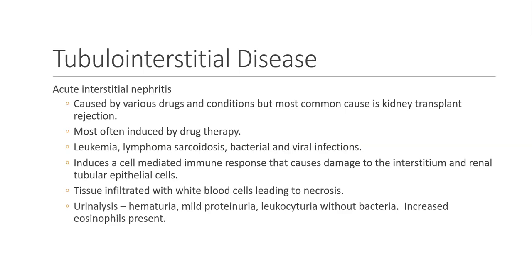Some other conditions that can cause acute interstitial nephritis include leukemia, lymphoma, sarcoidosis, bacterial and viral infections. It induces a cell-mediated immune response. So it's not your B cells or your lymphocytes, but it's your T cells that are involved in the cell-mediated immune response.